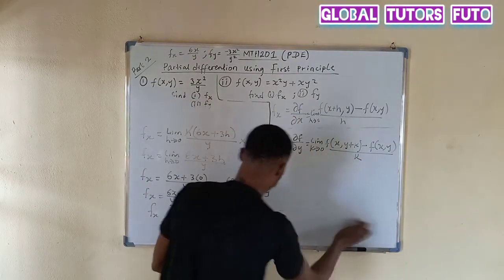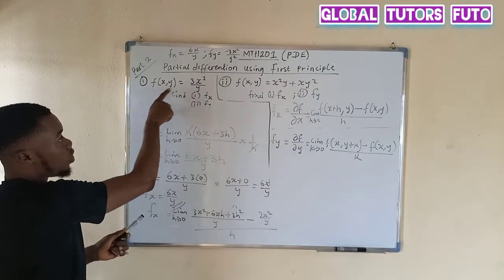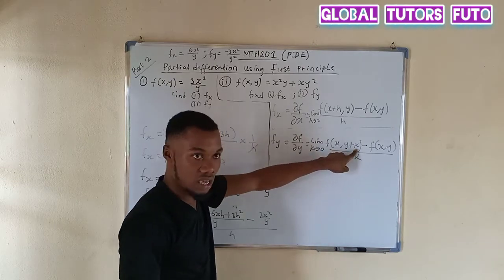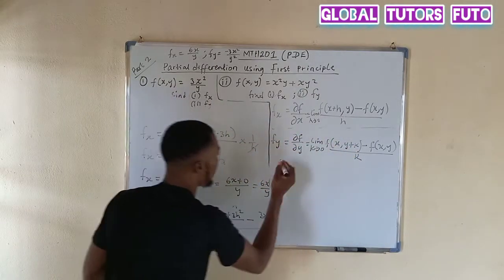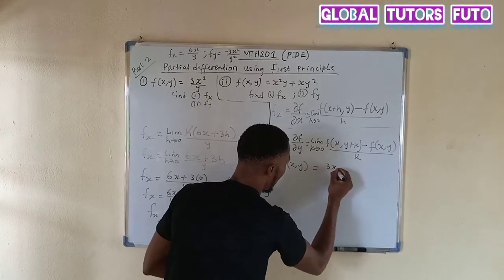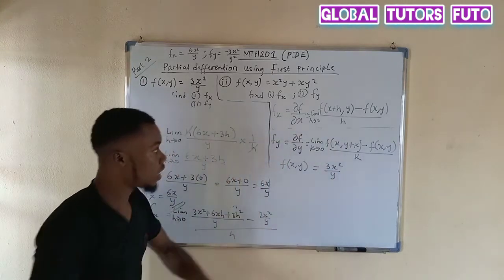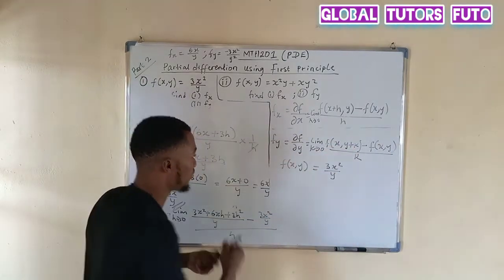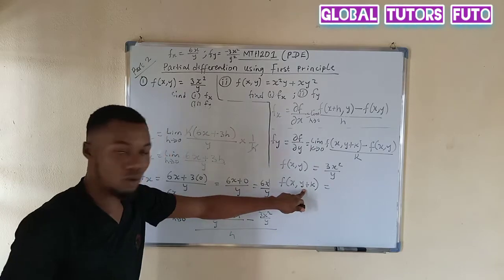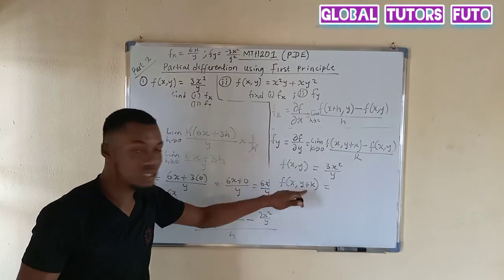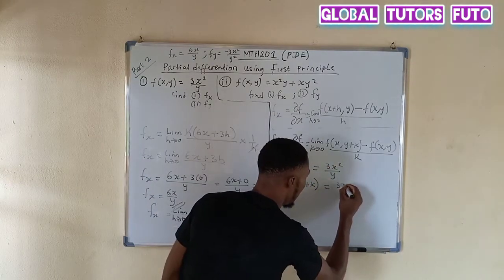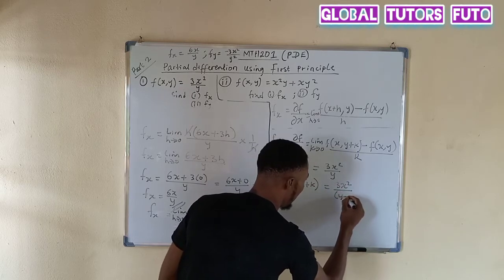So from all indication, f of x comma y is equal to this. This is telling us that there is an increment in y. What is the increment in y? k. So our f of x comma y is equal to 3x squared over y. Now we are going to look for f of x comma y plus k. It means that there is an increment in y, and the increment in y is k. So any place you see y, you replace it with y plus k. So this will be 3x squared over y plus k.